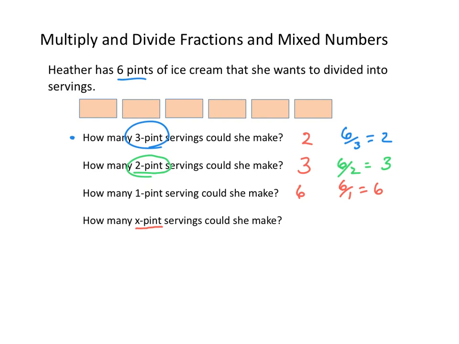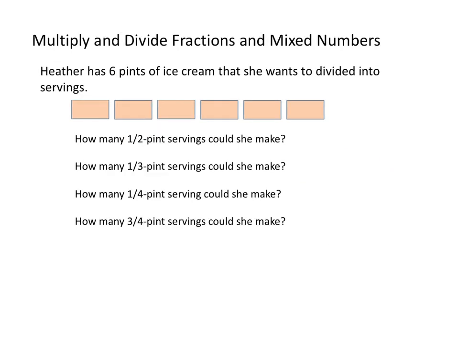So for the X-pint servings, what do you think? 6 divided by X. Does that make sense? Because we're using a pattern here. We divided by 3, then we divided by 2, then we divided by 1. Now we're dividing by X. So 6 divided by X. That's how many X-pint servings she could make. Now keep that in mind, because we're learning something here. So 6 divided by X. I'm going to write that on the next slide. 6 divided by X. Like that.